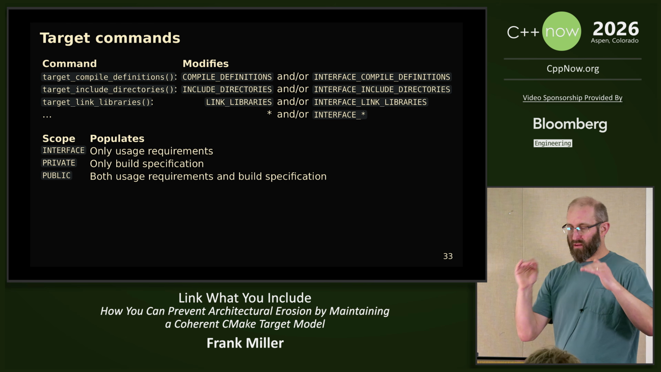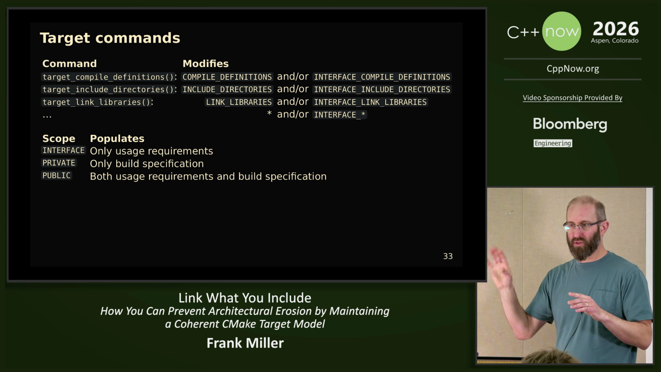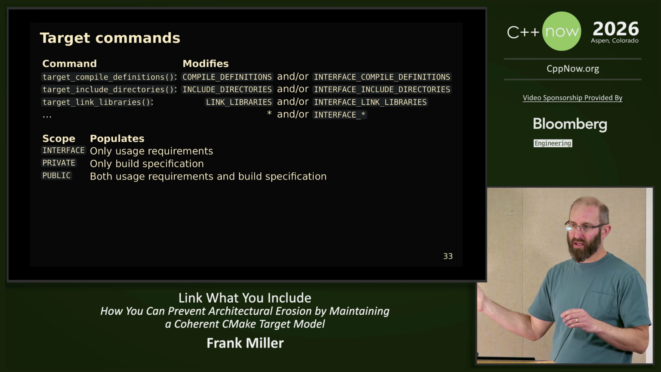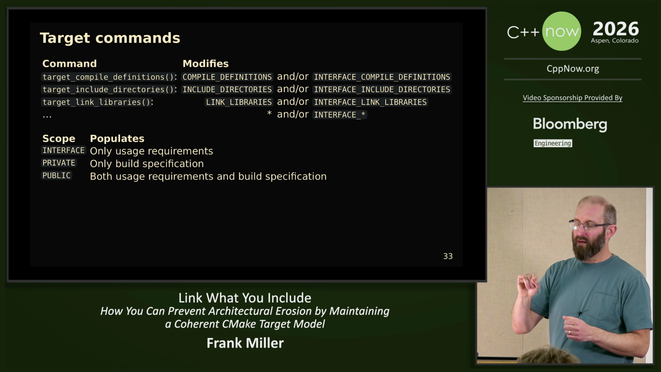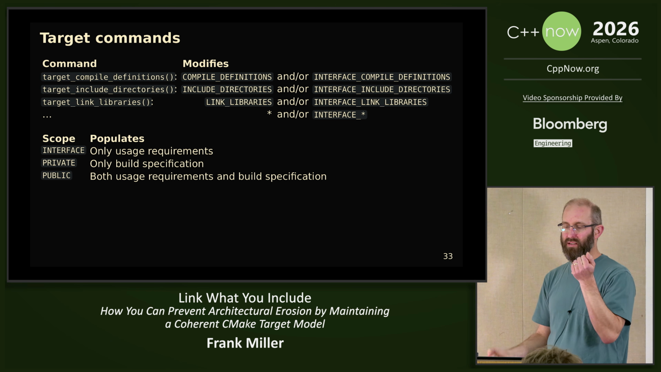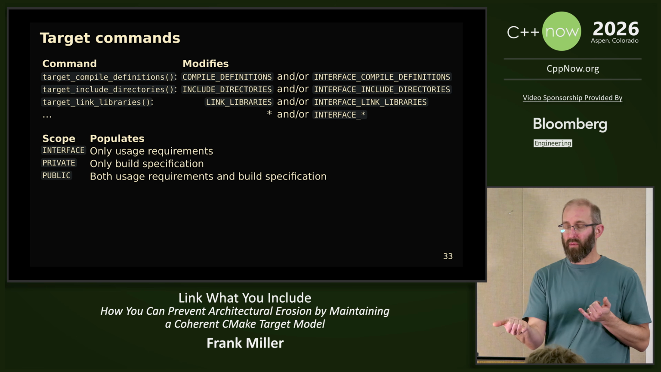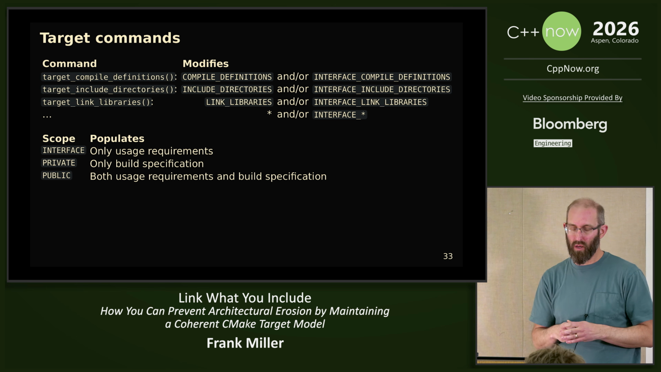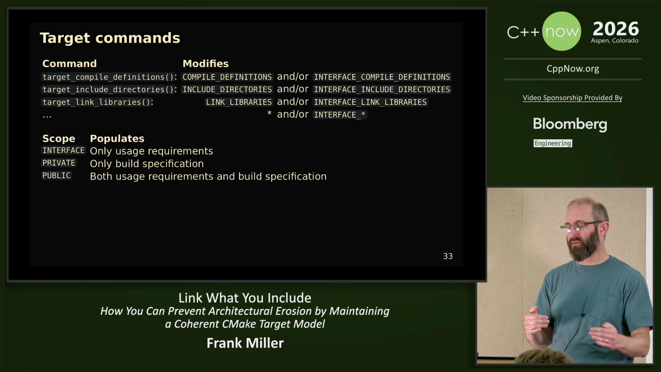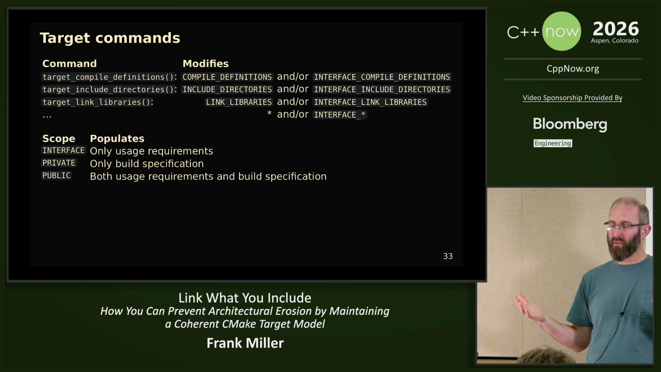So I showed you the low-level target properties. The way you normally interact with the target model is through target commands. These are target compile definitions, target include directories, target link libraries, and there's others. And they can set one or both of a corresponding property. So the target include directories can set the include directories build specification or the interface include directories usage requirement, or both, depending on a scope, right? So the scope is interface, private, or public. If it's interface scope, it means you only want to set the usage requirement. If it's a private scope, you only want to set the build specification, and if it's public, you want to set both.